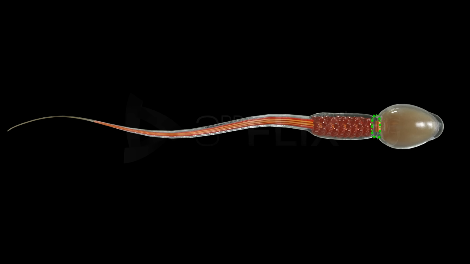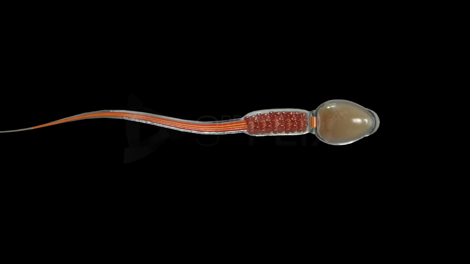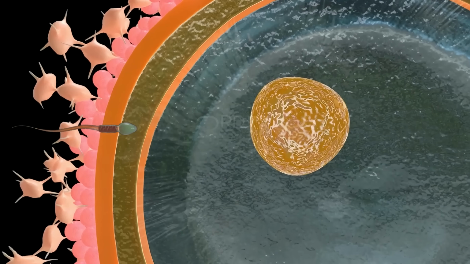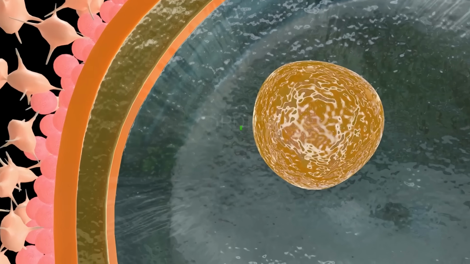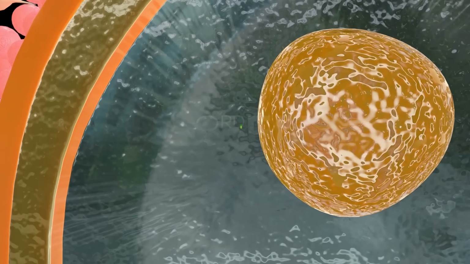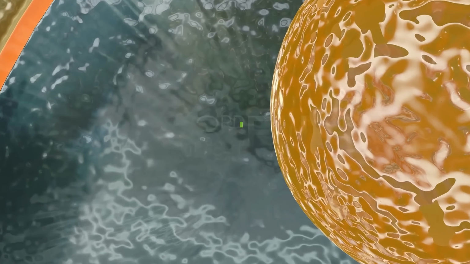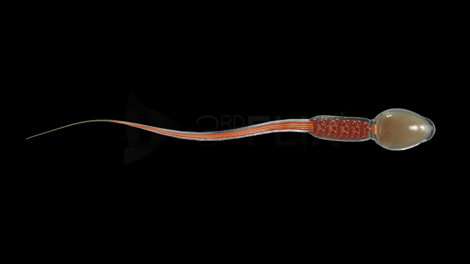The neck of the sperm is the smallest part. It has a proximal and a distal centriole. The proximal centriole enters into the egg at the time of fertilization. It initiates the first cleavage in the zygote. The distal centriole gives rise to the axial filament of the tail region.